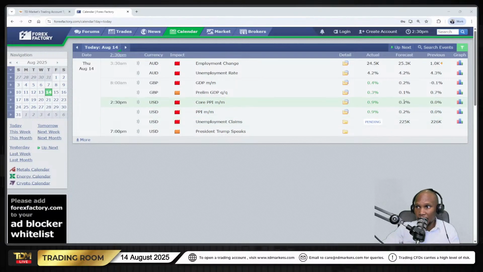0.9. Okay, better than expected. Unemployment claims give us a strong dollar. Let's go. Because already with the PPI, this is a signal for a strong dollar. There we go. Unemployment claims came out better than expected. All right. PPI also, it beat market expectation. So we're looking at a stronger dollar here.